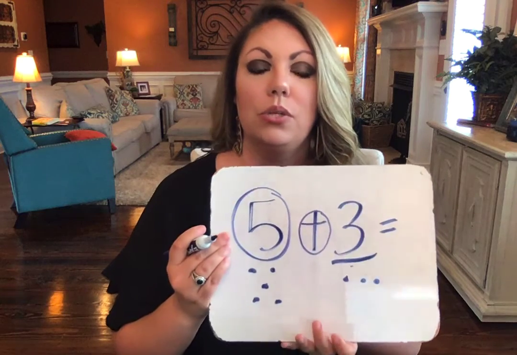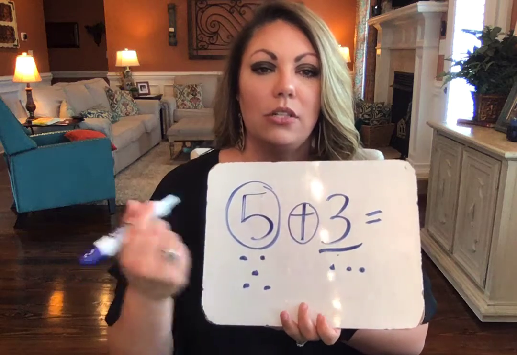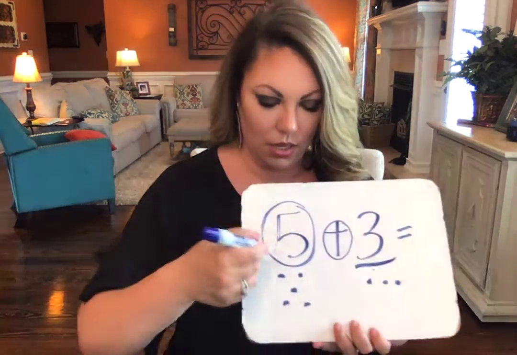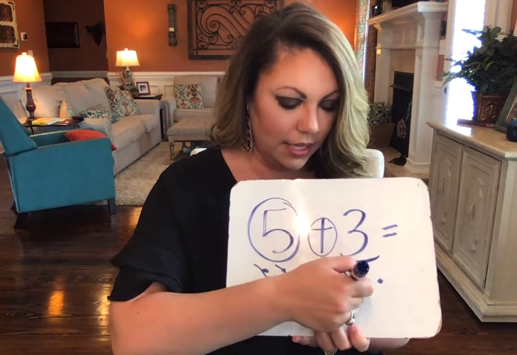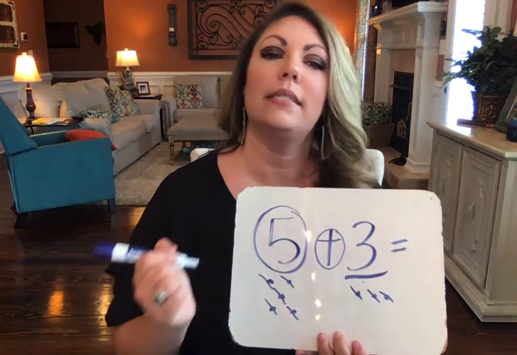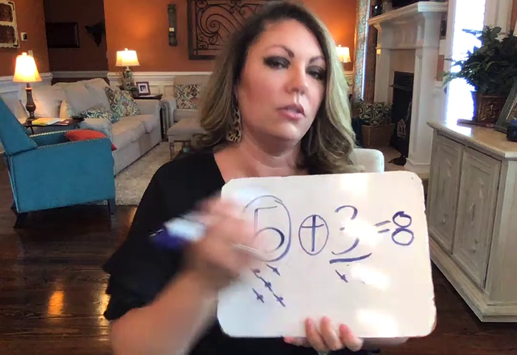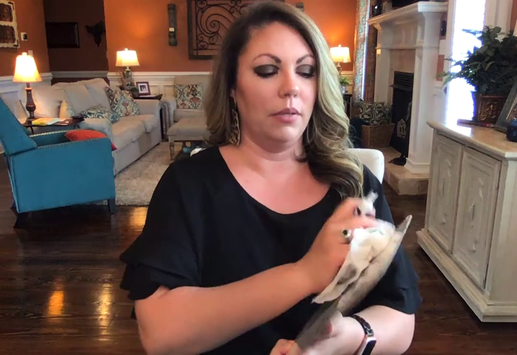So then I'm going to use the method of slash and count. So I'm going to slash through it as I count them, so I make sure that I don't miss any. 1, 2, 3, 4, 5, 6, 7, 8. And then however many I counted, that is my answer, 8. Okay? All right, let me erase that, and I'm going to do another one.